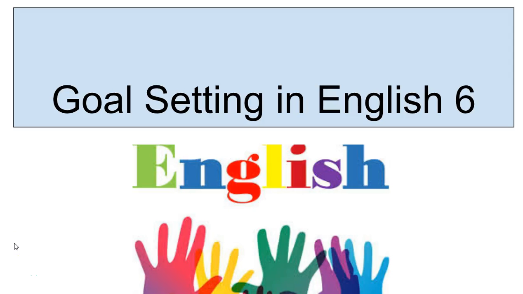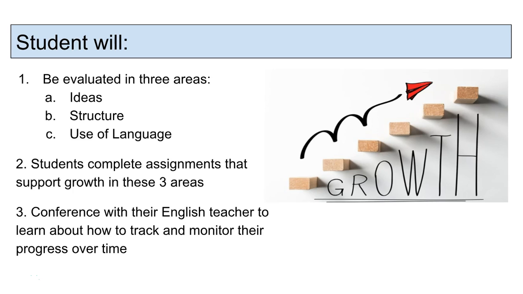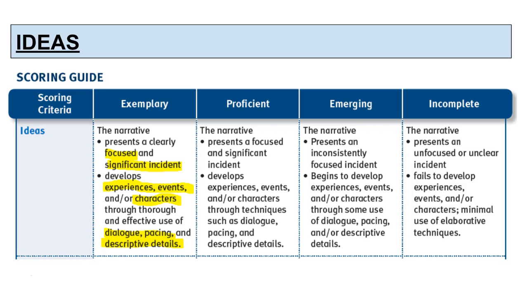This year in English, your student will be working on goal setting based on 3 preset criteria. Your teachers will be helping your child make progress with their ideas, how they structure their work, and how they use the English language. Students will complete assignments that support growth in all 3 of these areas. Your student will be conferencing with their English teacher regularly, as well as receiving feedback, in order to learn how to track and monitor their progress over time.